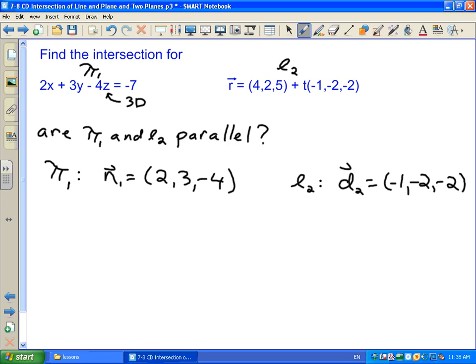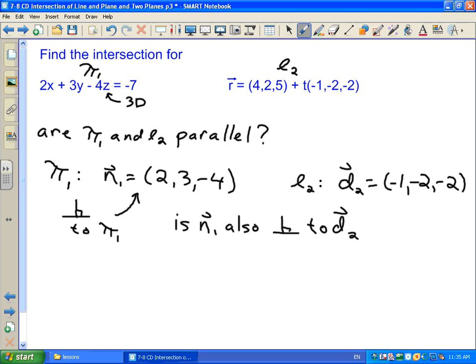How can we check using these 2 vectors to see whether these things are parallel or not? Well, remember, the normal goes perpendicular to the plane. So this is at right angles to our plane. If our line is going to be parallel to the plane, then our normal here also has to be perpendicular to that direction vector. So the question we want to ask is, is n1 also perpendicular to this direction vector?